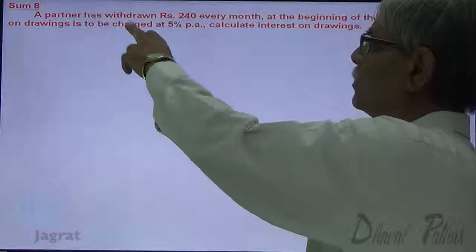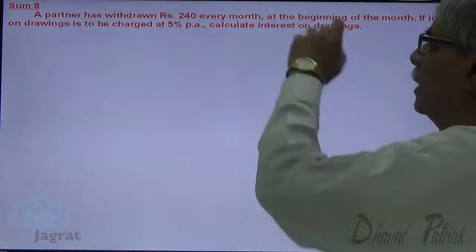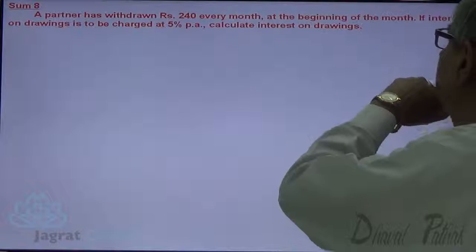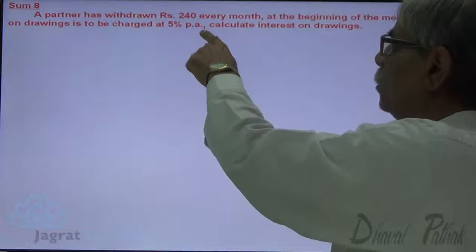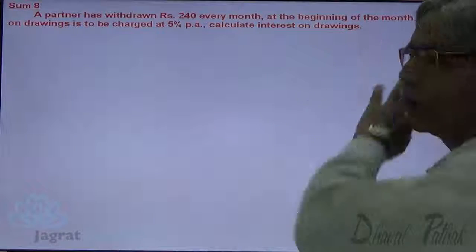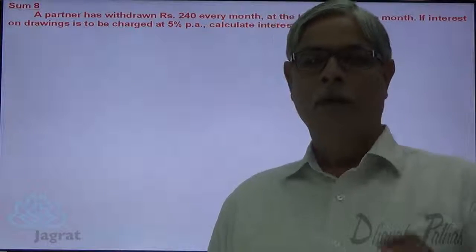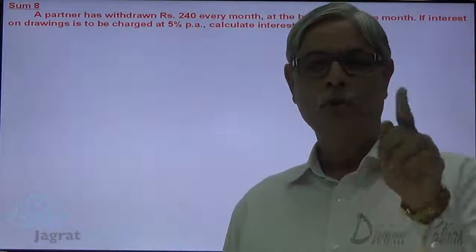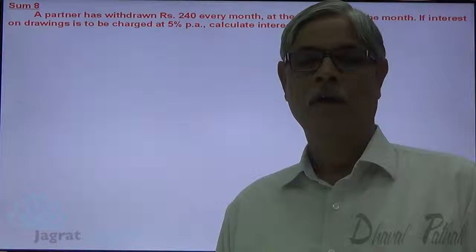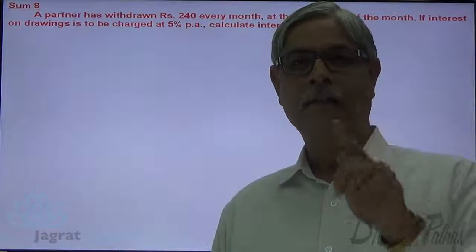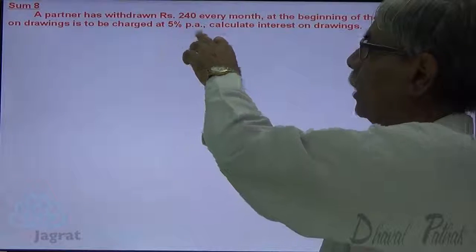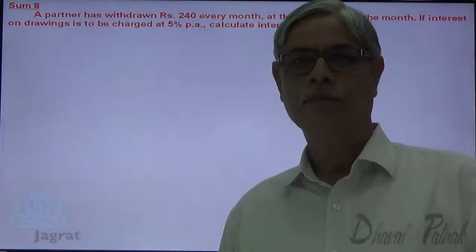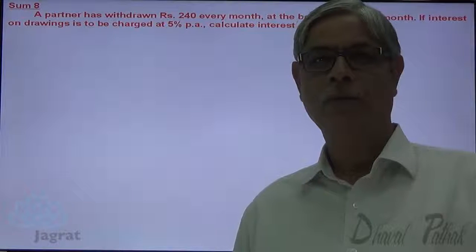A partner has withdrawn rupees 240 every month, that too at the beginning of the month. If interest on drawing is to be charged at 5% per annum, calculate interest on drawings. Amount is drawn 240, that too at the beginning of every month. We are required to calculate interest on drawings at the rate of 5%.